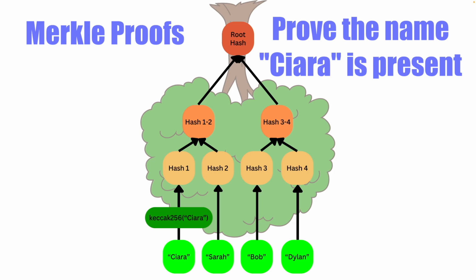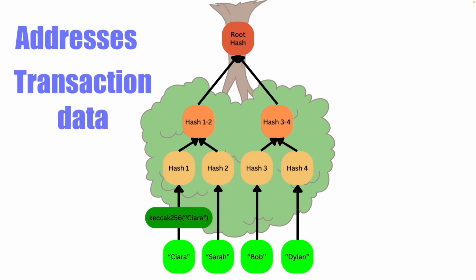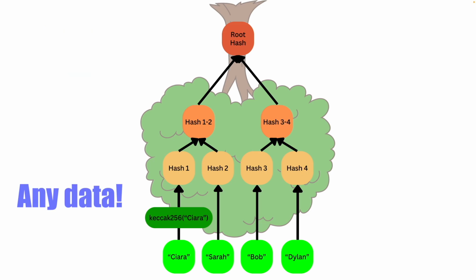So here we have the names of people in a VIP club, or they could be addresses for an airdrop, or they could be transaction data. But the leaf nodes are just any hash data. So to summarize, what is a Merkle tree? It's actually a type of binary tree where each leaf node represents a hash of some data, and each intermediate node is a hash of its two child nodes, and the topmost node is known as the Merkle root.